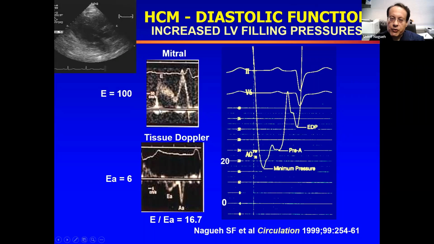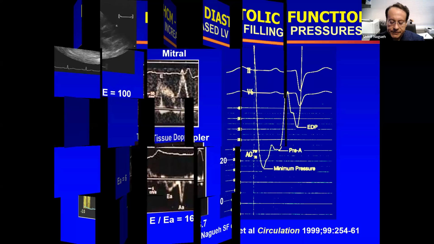The available tools we have include mitral inflow and annular velocities. These are frequently reduced in many patients with hypertrophic cardiomyopathy, but can be preserved in younger individuals with lesser degrees of hypertrophy.